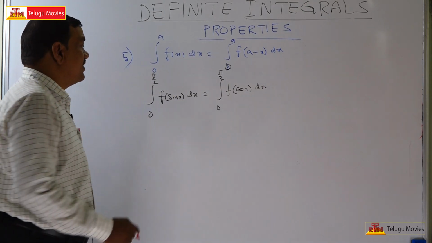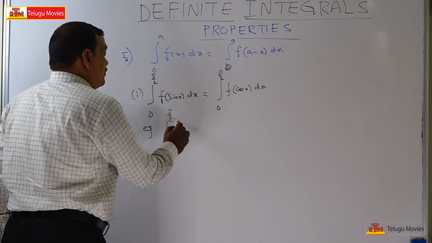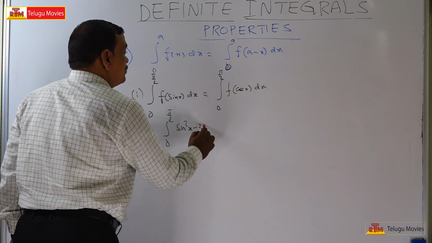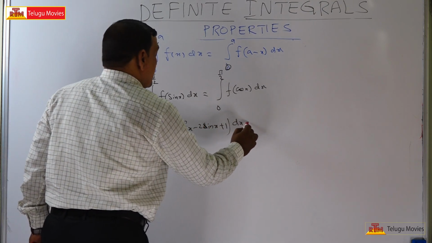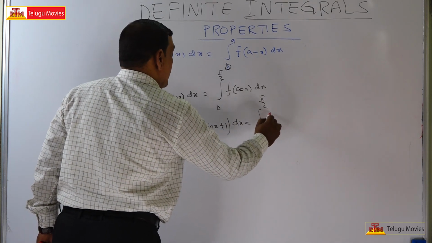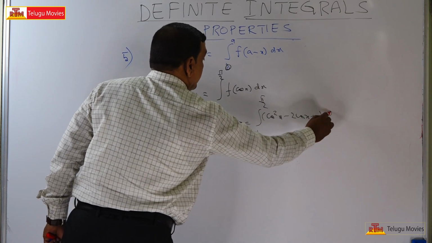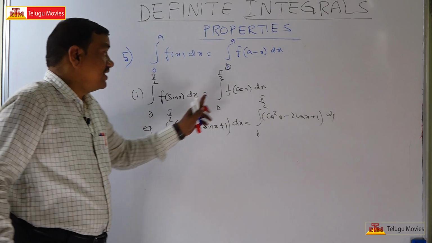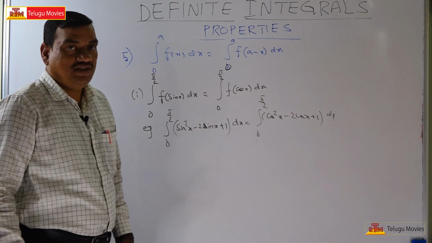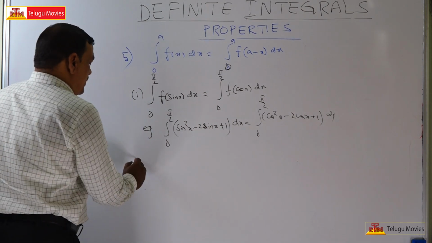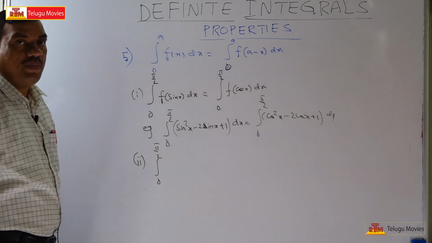Sir, what is this, sir? For example, you tell me any example. For example, if it is 0 to pi by 2, sin square x minus 2 sin x plus 1, this can be written as integral 0 to pi by 2 of cos square x minus 2 cos x plus 1 dx. That means sin x you can change into cos x and cos x you can change into sin x. Understand this? Okay.